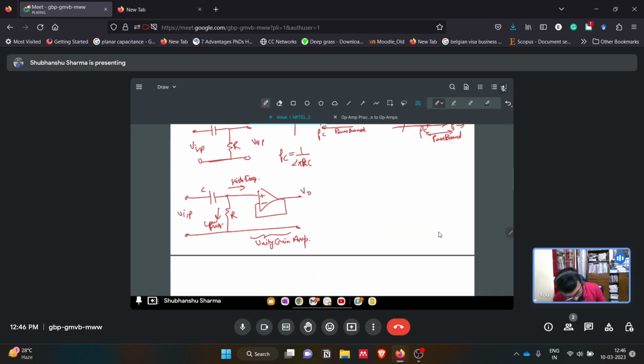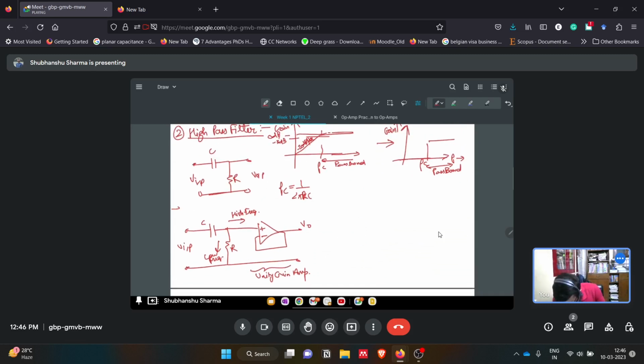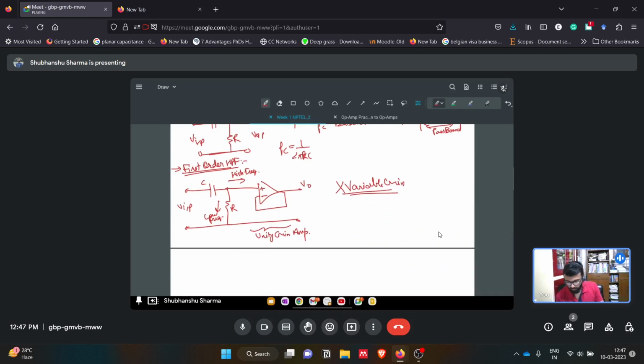Okay, so this is the first order high pass filter, HPF. But again the problem is that we cannot have variable gain in this case. Variable gain.